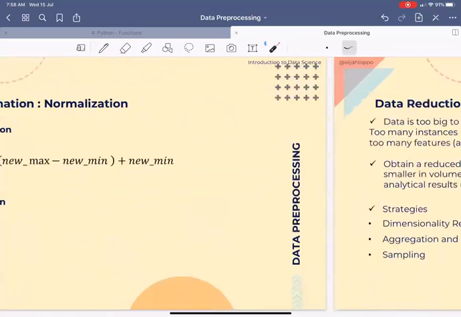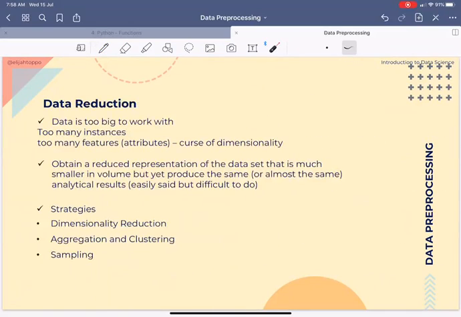The next part is data reduction. Data reduction is where we say that our data is too big to work with. There are too many instances and too many features. Too many features is also called the curse of dimensionality. That is, our data is highly dimensional. There may be 70 features, 80 features, and 70, 80 features is impossible for humans to understand. Those are the reasons which force us to do data reduction.